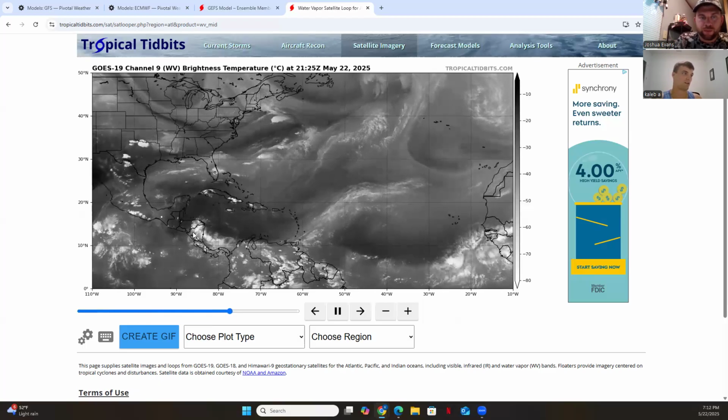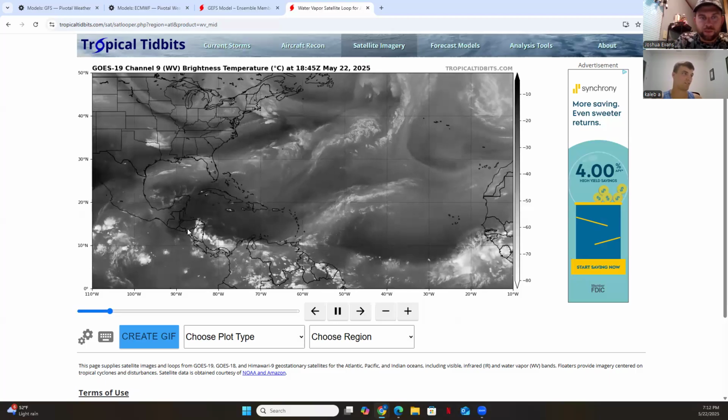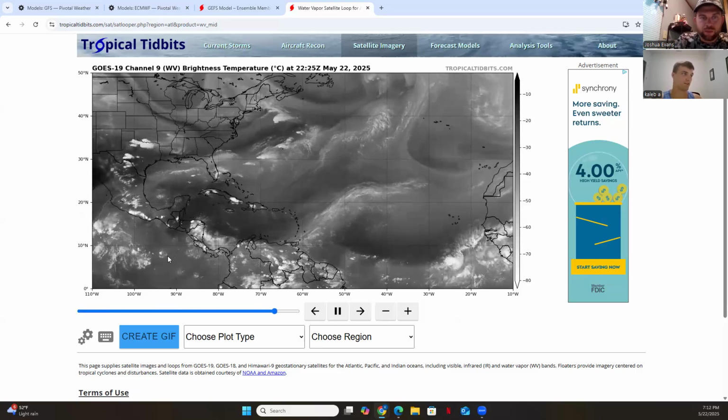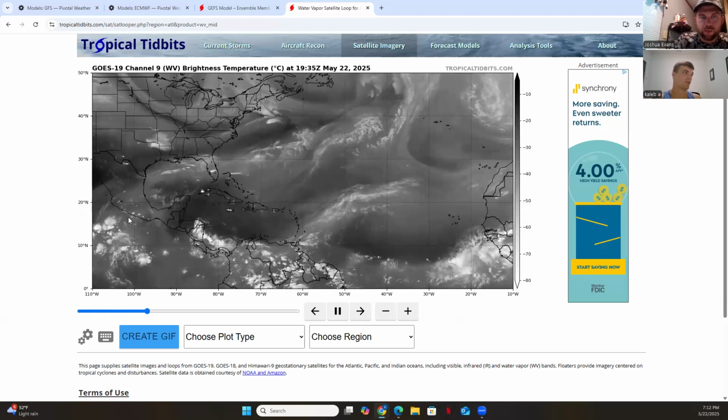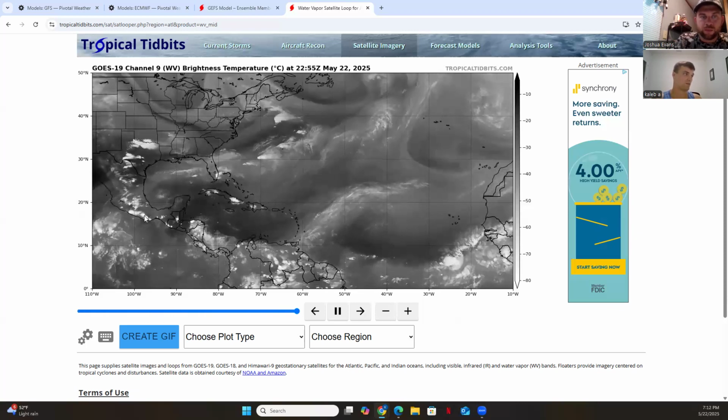We've got another area coming into the Eastern Pacific. That one actually looks pretty decent. It's a pretty low shear environment. Look at all these cloud tops. You got all these storms forming.